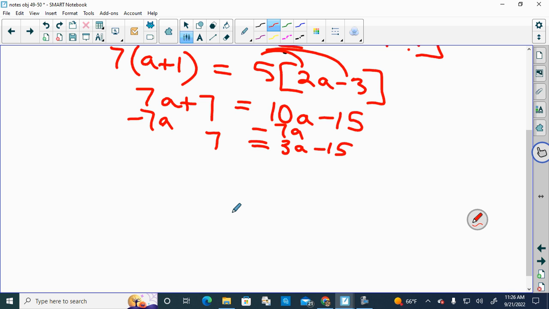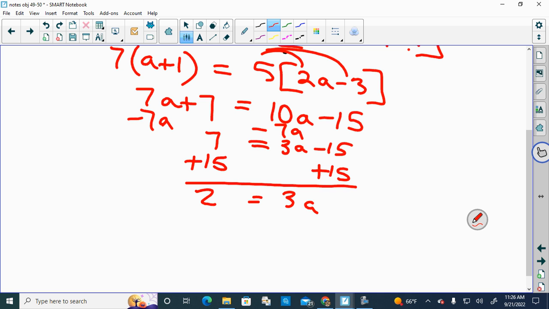Okay, to get my A by itself, I would add 15 to the other side, add 15. So now I've got 3A equals 22. And divide by 3. Good. So 22 divided by 3. It goes in there 7 times, which is 21, right? So how many is left over? 1. So that's your numerator, and then you just bring over your denominator. Just make sure the fraction, like the last one, could be reduced.